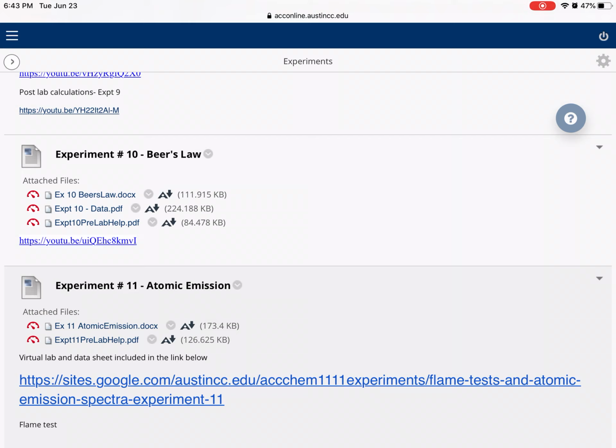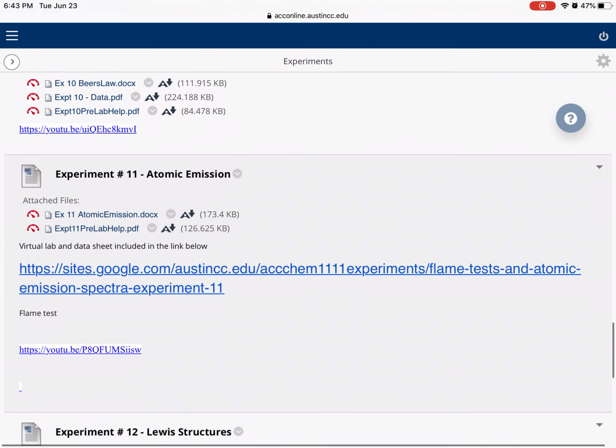So I will go ahead and explain what needs to be done for Experiment 11, atomic emission. You go to your Blackboard, and on Experiment 11, if you click the first document in Word, that will give you the handout for the experiment explaining everything, and also you can find the data sheet that you need to submit in that document, the first one.